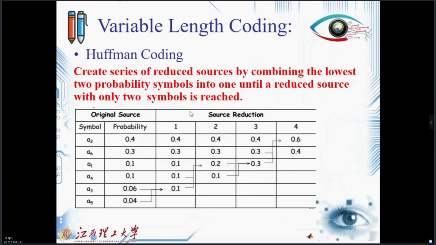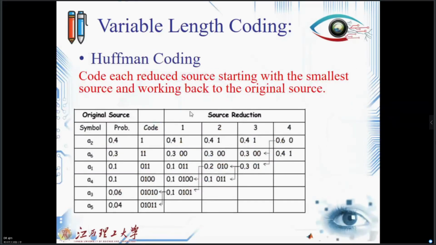This creation of the series will be continued until a reduced source with only two symbols remains. You will go until the stage where you just have two numbers. This is the reduction method. And to code each reduced source, starting with the smallest source and working back to the original one, means that from the back, from stage 4, we can come back and regenerate.